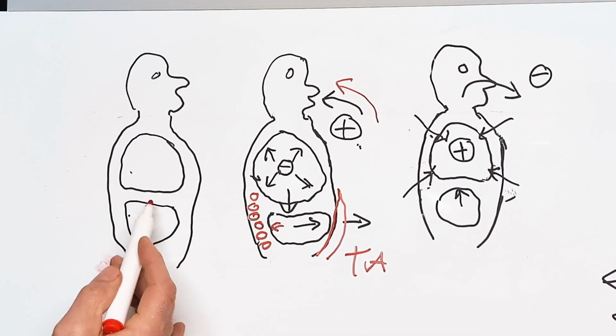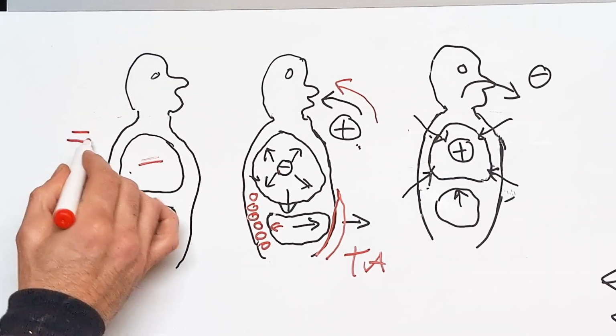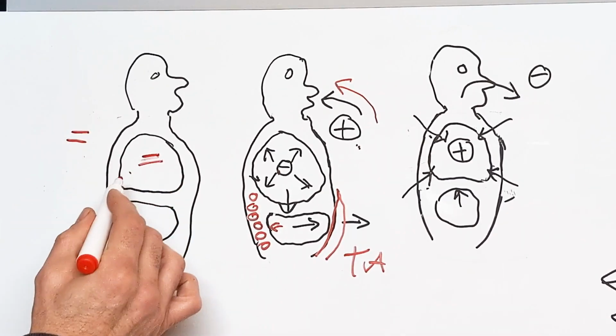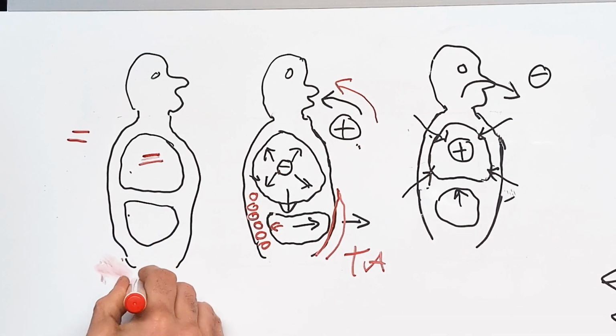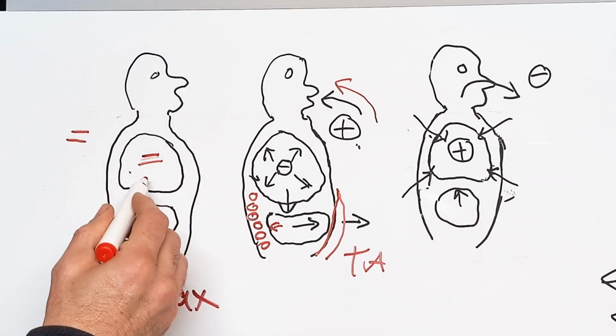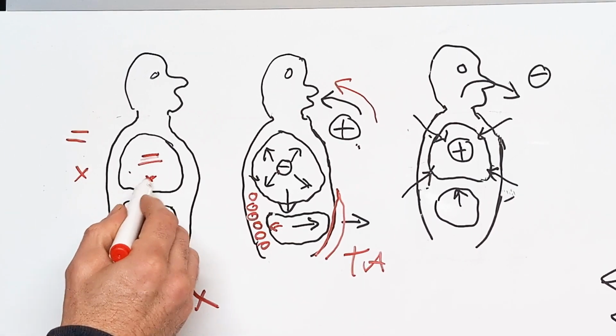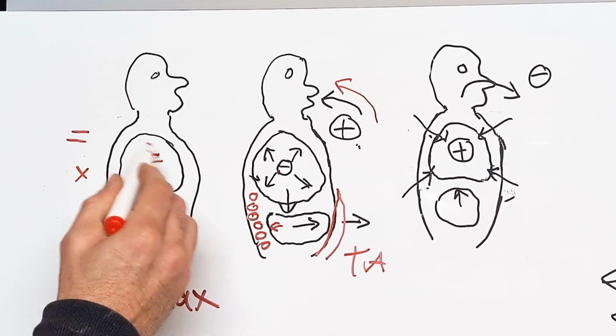Now, this position is neutral. There is equal air pressure, equal inside and equal outside. The air pressure is the same. So this is the relaxed position. Relax. But what's interesting is there's air in here. There's some air here and there's some air here. Your lungs still have some air in them.